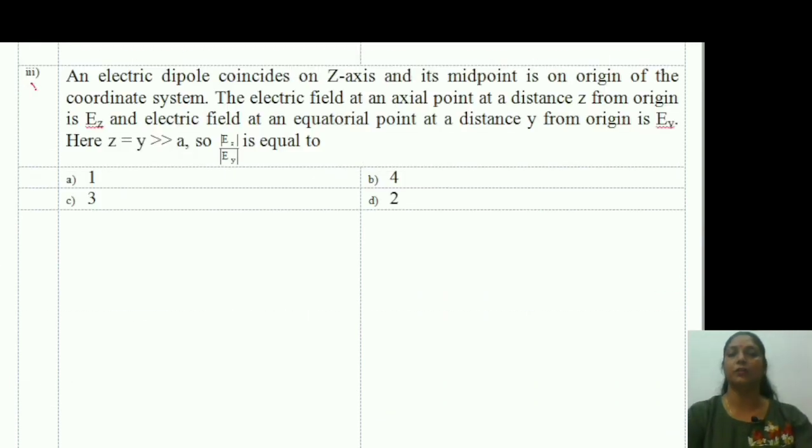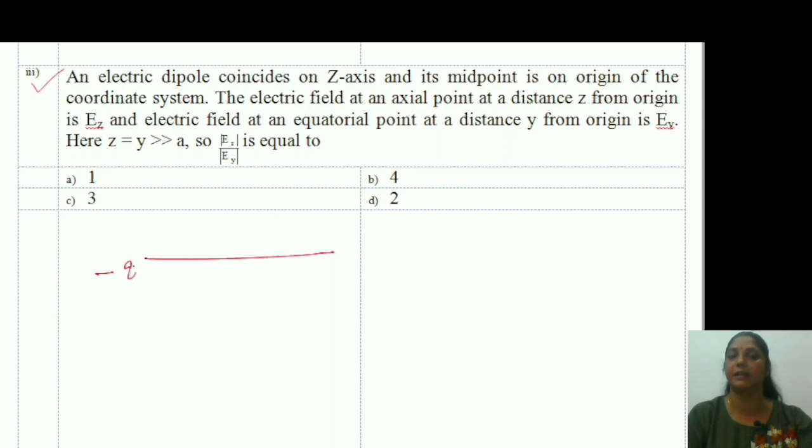Now, question number 3. An electric dipole coincides with the z-axis and its midpoint is at the origin of the coordinate system. Suppose this is the z-axis, and an electric dipole coincides with this z-axis. This one is minus q, this one is plus q. And its midpoint is at the origin of the coordinate system. This is the midpoint, so this is 0, 0, the origin of this system.